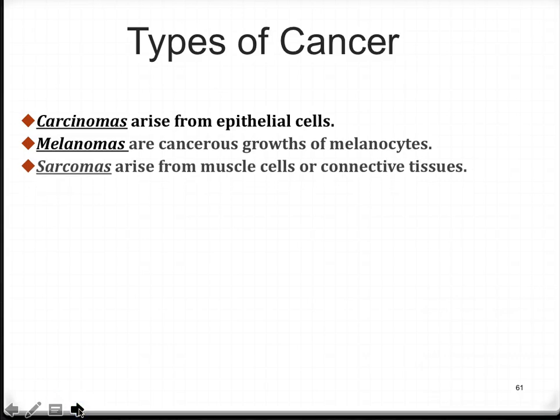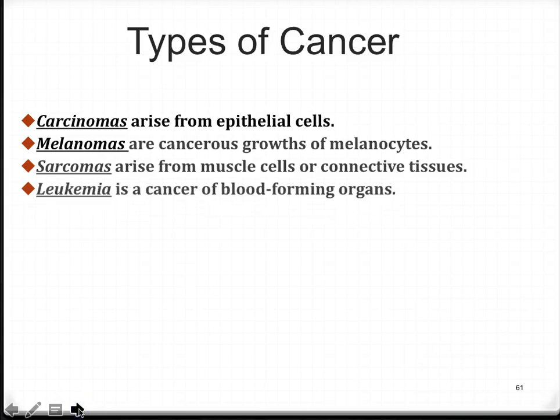Sarcomas can arise from muscle cells or other connective tissues, so things like cartilage, bone, what have you. Those are sarcomas. And leukemia is cancer of blood-forming organs, so the main blood-forming organs in an adult are your bones. So usually when someone has leukemia, it's a bone disease. You've probably heard of people getting bone marrow transplants when they have leukemia, because they have to replace that part of the bone that's actually forming new red and white blood cells. Lymphoma is simply cancer of the lymphatic tissue.